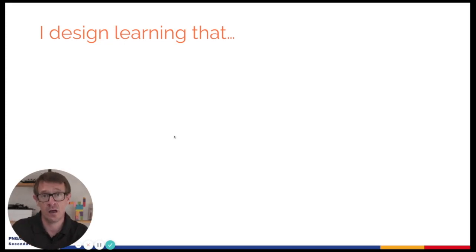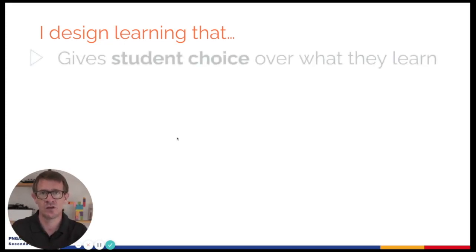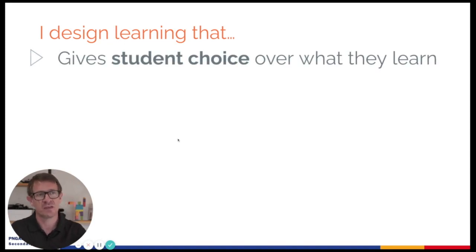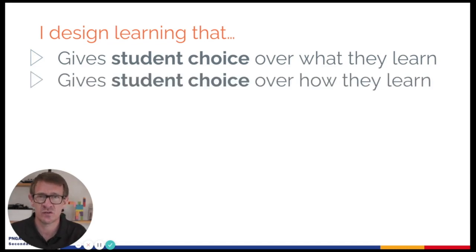For a learner-centered approach, you might design learning that gives students choice over what they learn. You might use some of the different tool sets that we've developed over the rest of this course. You might also give students choice about how they learn, not just the what, but also the how. Handing some choice over, discussing, negotiating with a student which path they might want to take next.